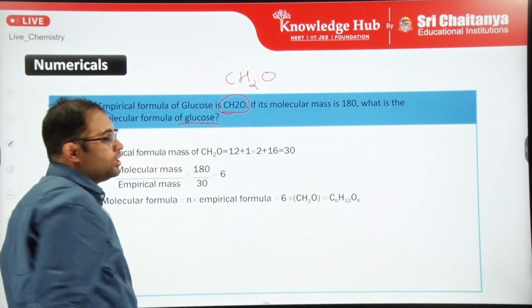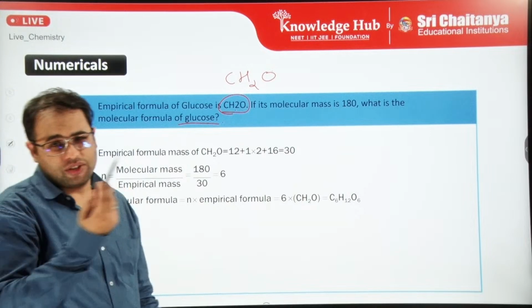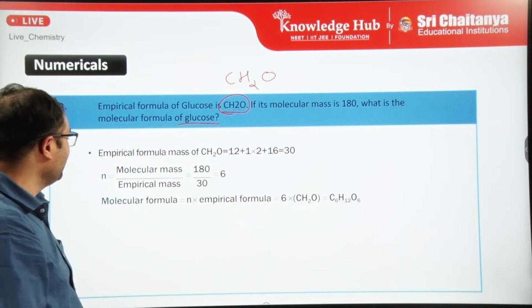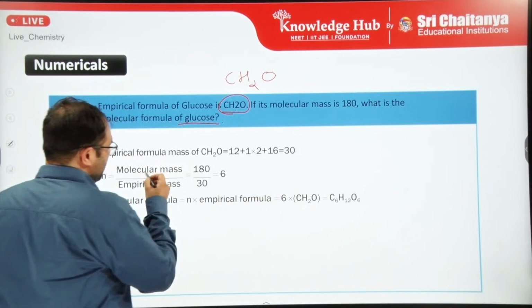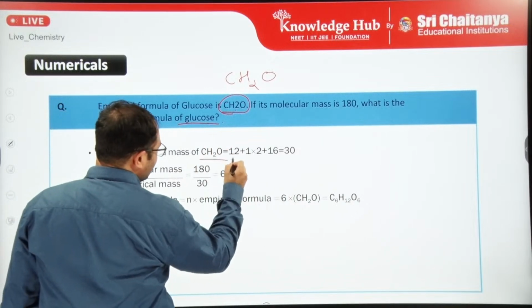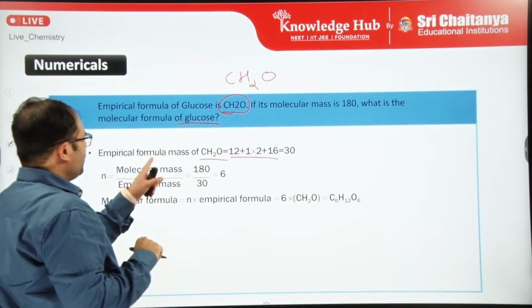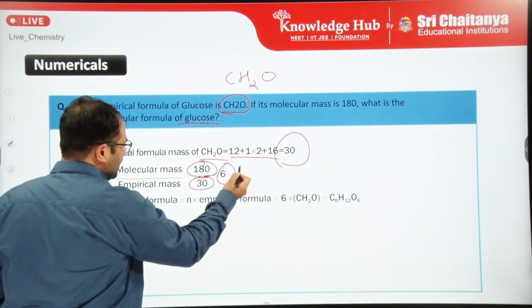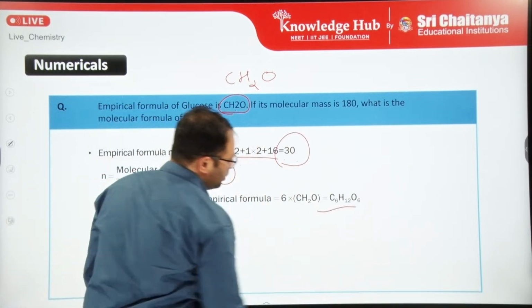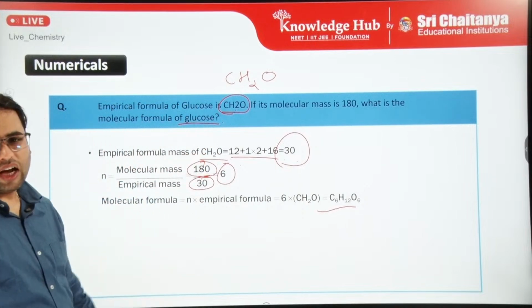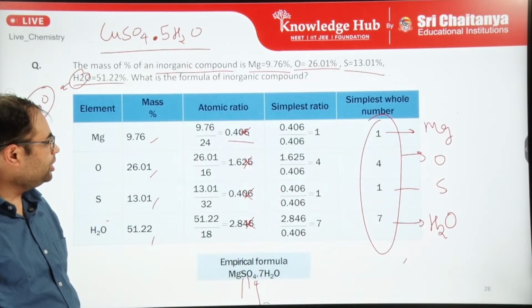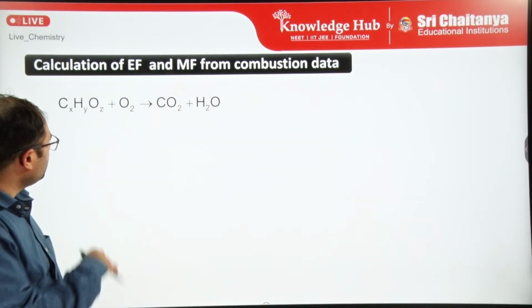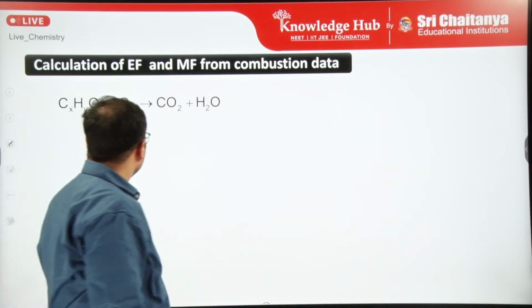See, this is a kid's question. After the huge calculation you have done, I think it was irrelevant to put this here, but still I have put it. So you calculate the empirical formula mass, divide the molar mass by the empirical formula mass, you get 6, multiply it, you will get the formula, right? I know this is easy, so I am going to breeze through it and go to this one.